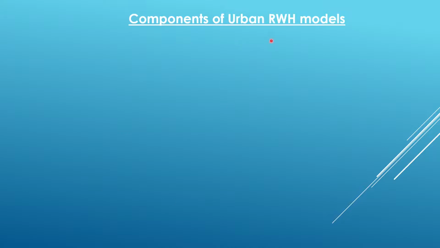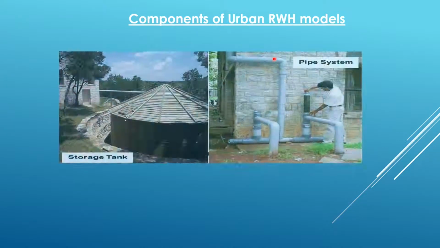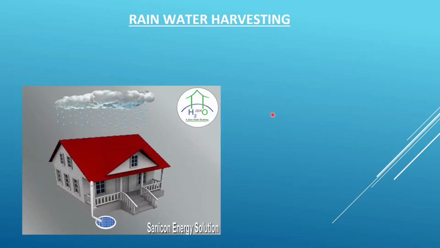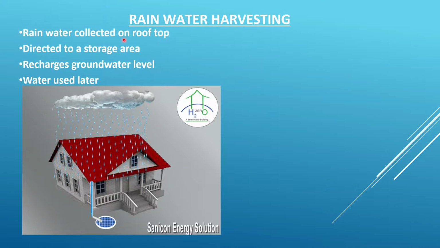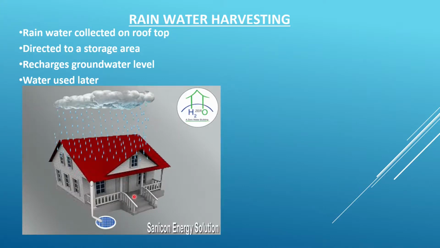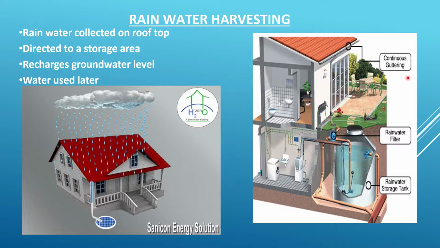Components of urban rainwater harvesting models: storage tanks, pipe systems which carry water from the rooftop to the lower reach. Rainwater harvesting: rainwater collected on the rooftop is directed to a storage area, reaches the groundwater level, and the water is used later. You can see this one also.